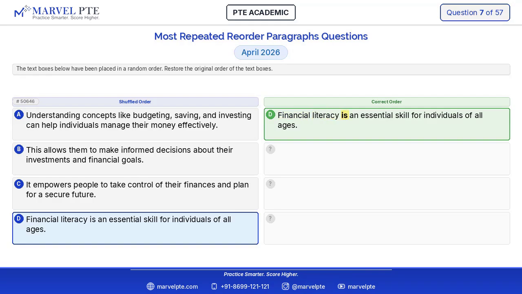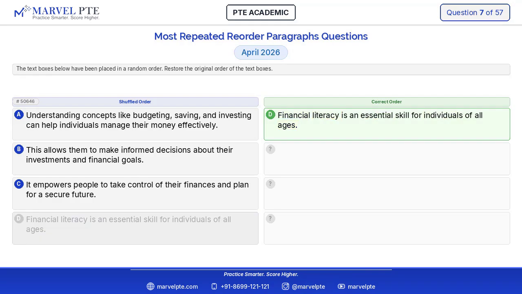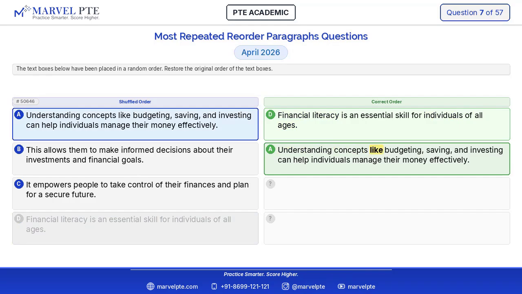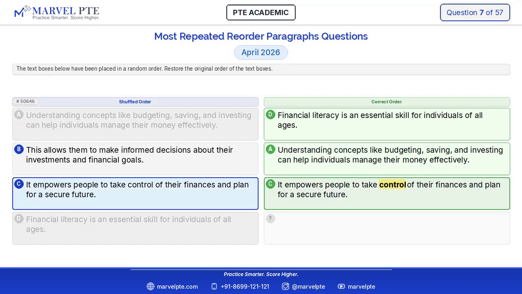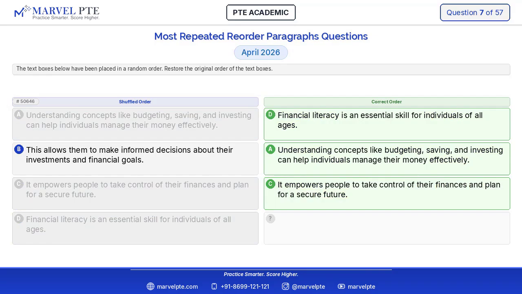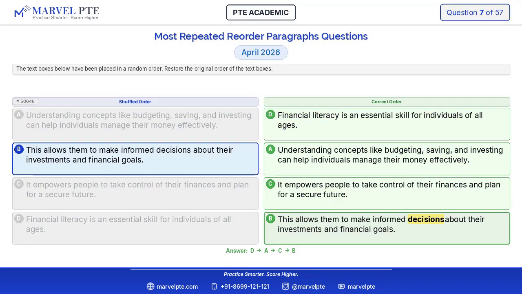Financial literacy is an essential skill for individuals of all ages. Understanding concepts like budgeting, saving, and investing can help individuals manage their money effectively. It empowers people to take control of their finances and plan for a secure future. This allows them to make informed decisions about their investments and financial goals.